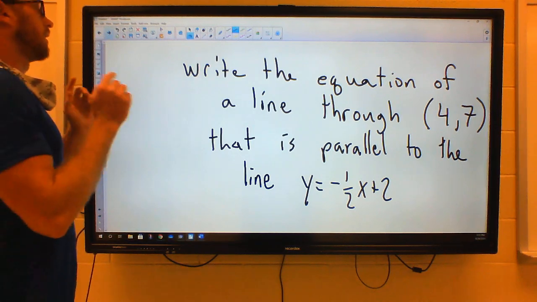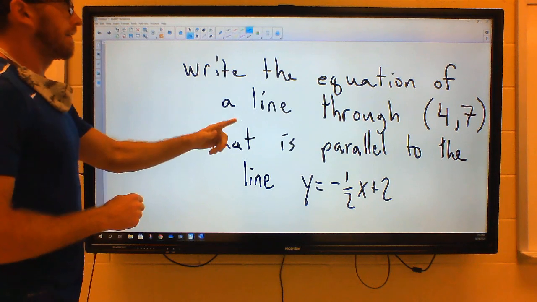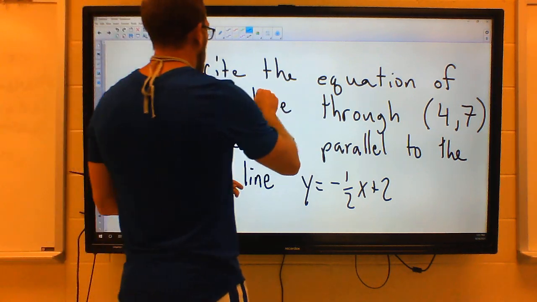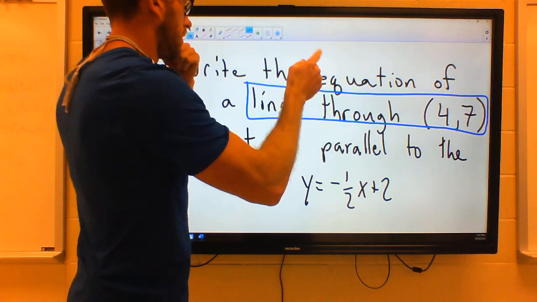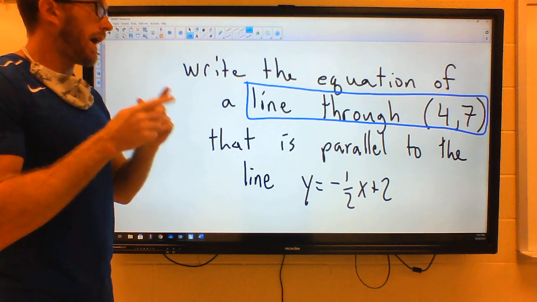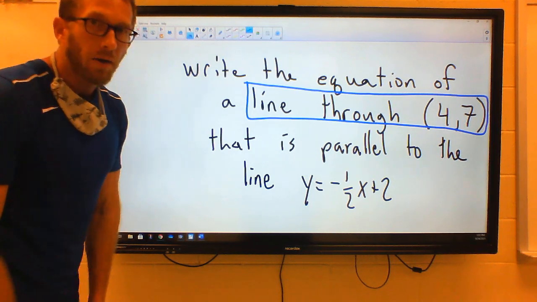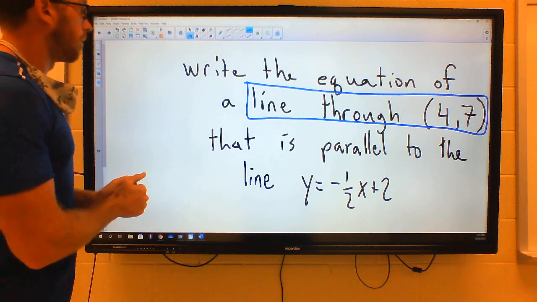Okay, so let's talk this through. It says, write the equation of a line. Our line goes through the point (4, 7). So we are going to highlight (4, 7) as a point on our line. What we want now is the slope of our line. Because we have a point, now we want the slope.